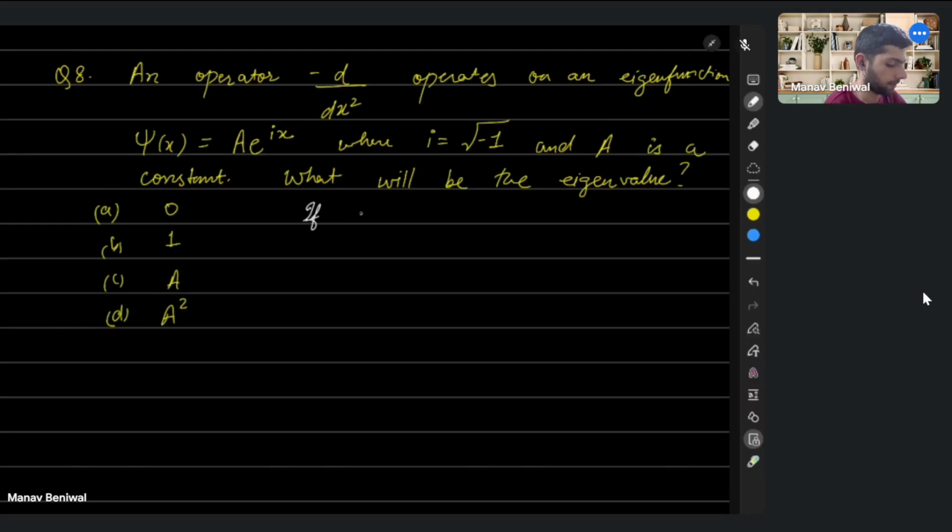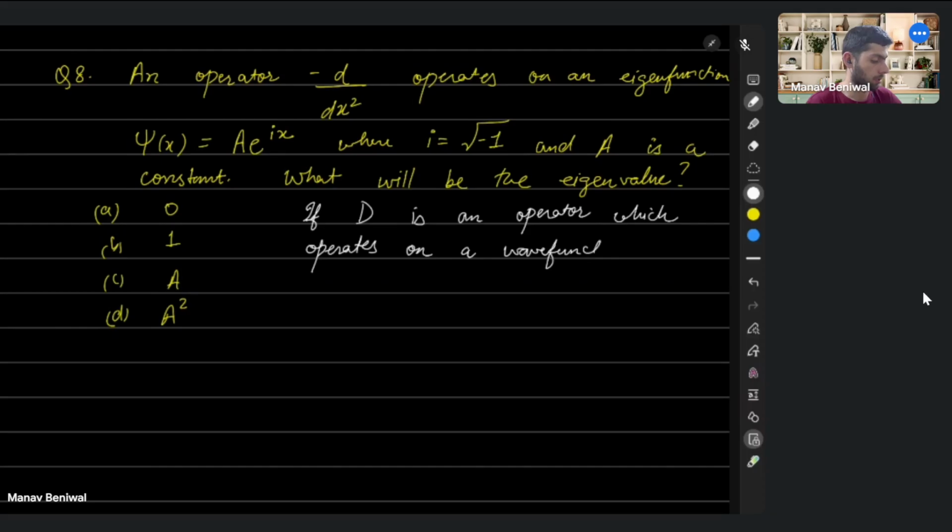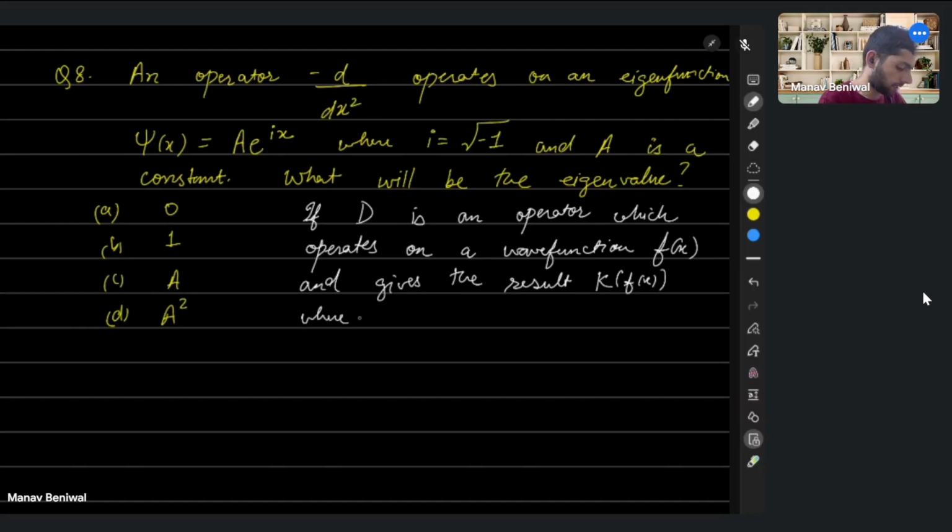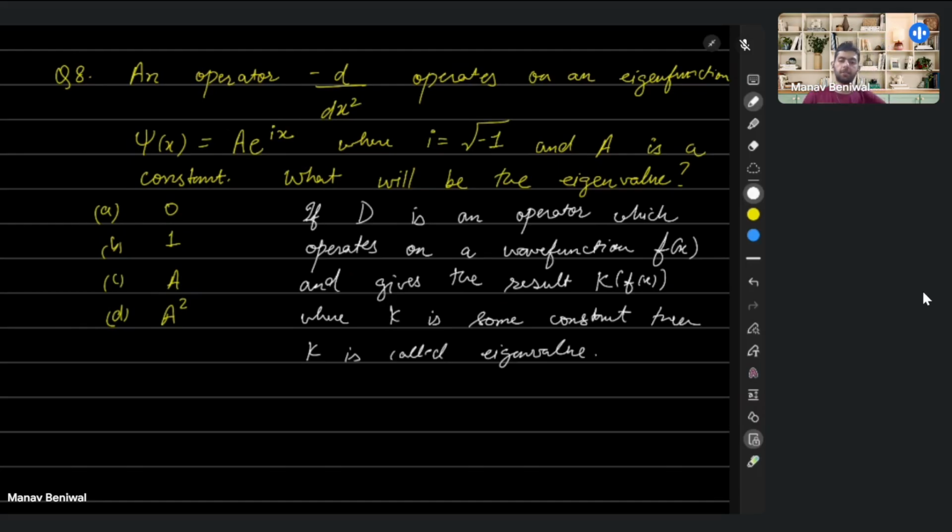Now, if you have any operator, let's say d. So if d is an operator which operates on a wave function f of x, and gives the result k times f of x, where k is some constant, then k is called the eigenvalue. Okay, this is the definition of eigenvalue.